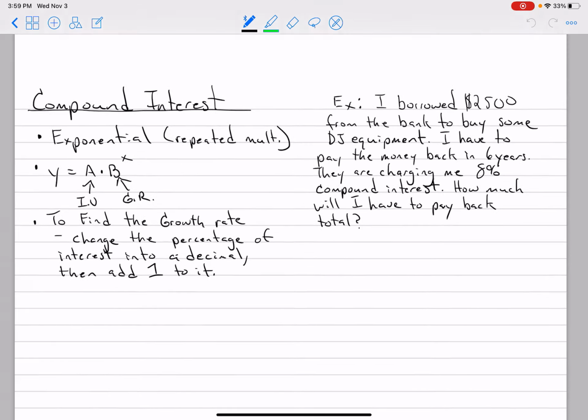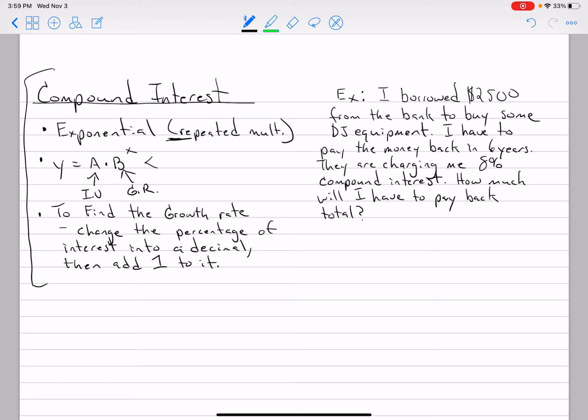You should pause it right now and write them down. It's exponential, which means it's repeated multiplication. So it's going to use this y equals a times b to the x, where a is the initial value, and b is your growth rate. And then I tell you, how do you find the growth rate? To find the growth rate, you change the percentage of interest into a decimal, and then you add a 1 to it. That's going to give you your growth rate.